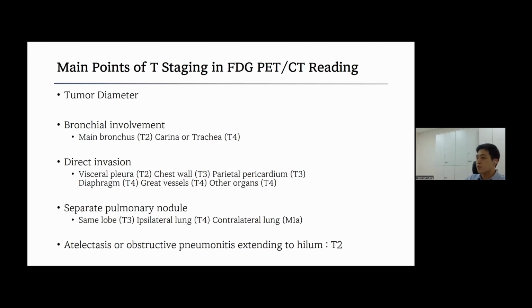When separate tumor nodules are detected, nodules in the same lobe are regarded as T3 lesions, different lobes of the ipsilateral lung as T4, and contralateral lung as M1a. Atelectasis or obstructive pneumonitis extending to the lung hilum is regarded as a T2 finding.